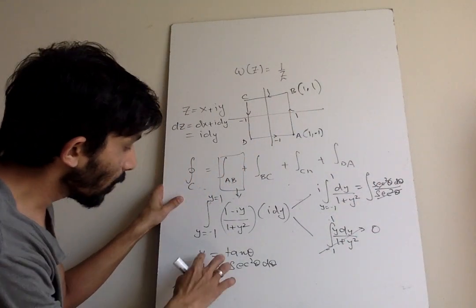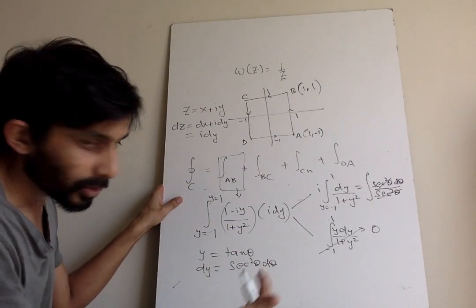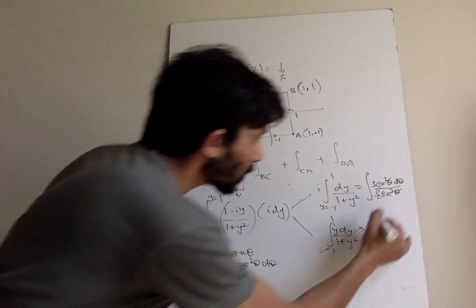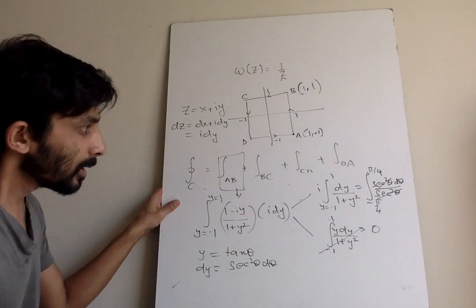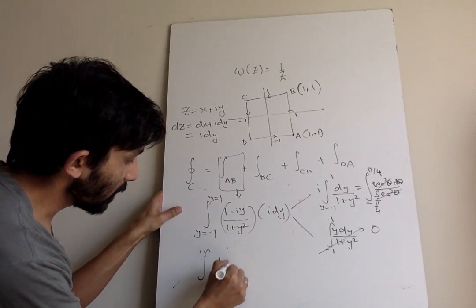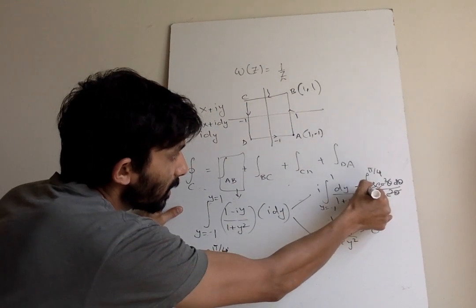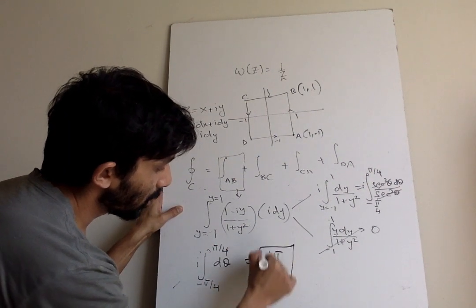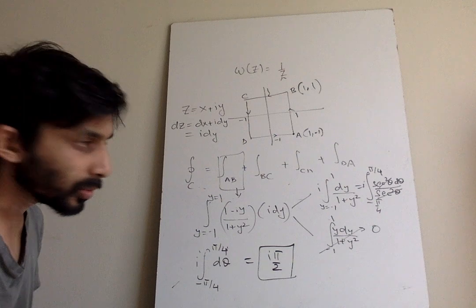Since the value of y is going from -1 to 1, one way we can express this range with the variable theta is that theta goes from -pi/4 to pi/4. When you substitute in the values, what we end up getting is the integral of d theta from -pi/4 to pi/4. There's also a factor of i here, so i times this, and that's nothing but i times pi/2. So the integral along the segment AB turns out to be i times pi over 2.